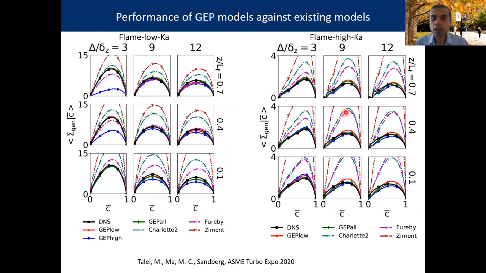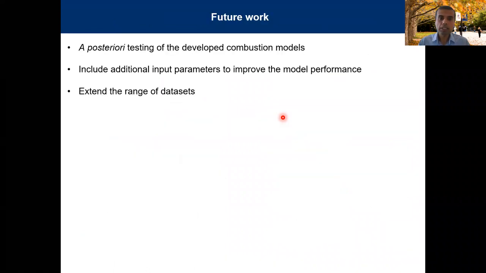But if I look at the high Karlovitz flame data, what is surprising is that the model trained on the low Karlovitz number flame works really well here. This is something we are still looking into, but it is very encouraging in terms of modeling, because it shows that the low Karlovitz number flame has some properties that can capture the variation of the high Karlovitz number flame. All right, so obviously there is room for further work.